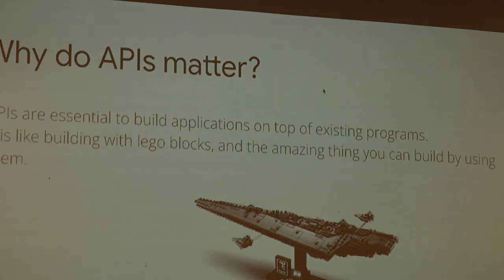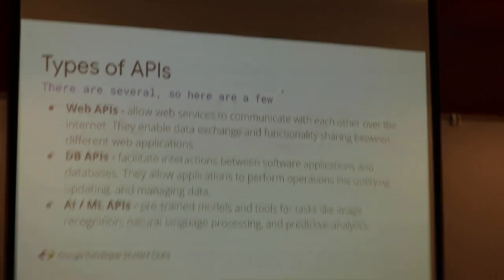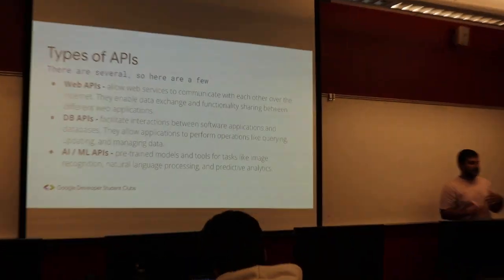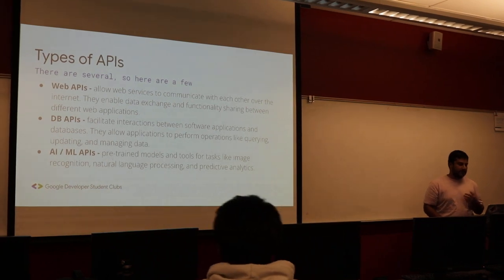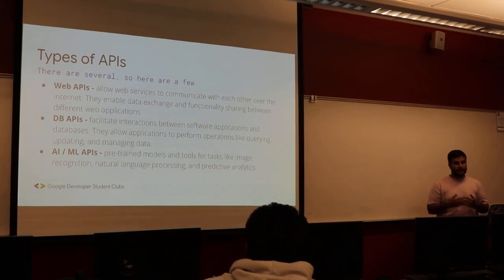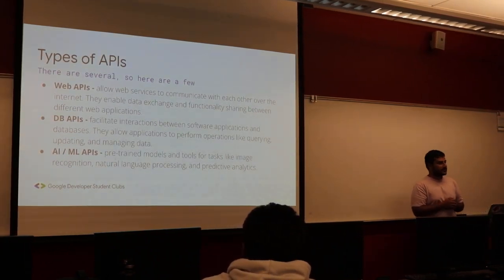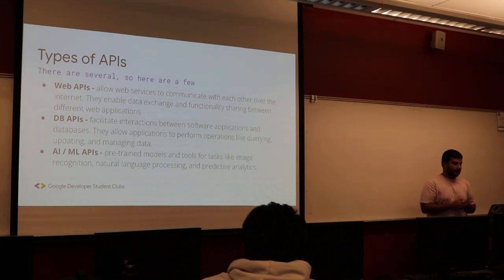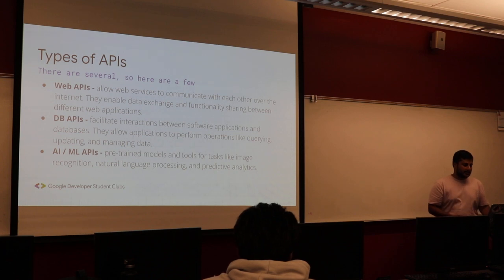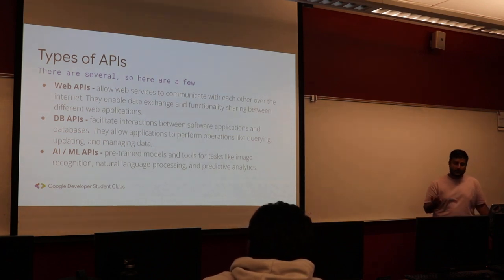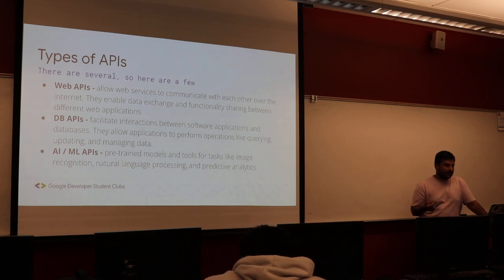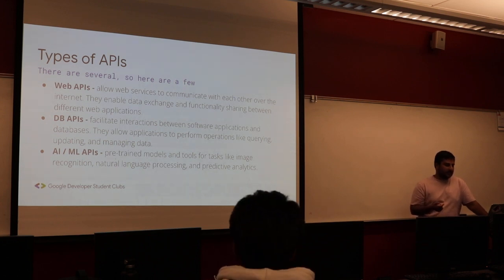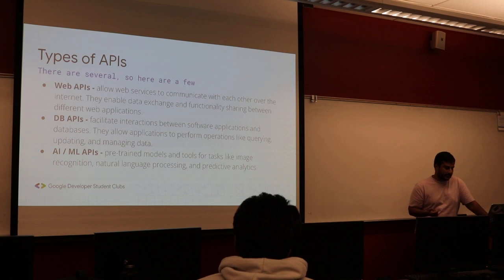That's only just one. And so just to end off here, I have 3 different types of APIs just to give a brief talk about, because there's, I don't know, 15 plus different APIs. And so the web APIs are really common. There's like Twitter, Spotify, just these type of things. So they allow web services to communicate with each other over the internet, and they enable data exchange and functionality and sharing between different web applications.